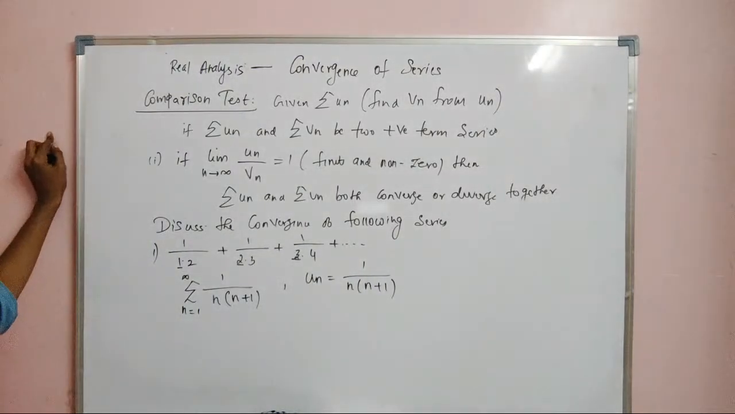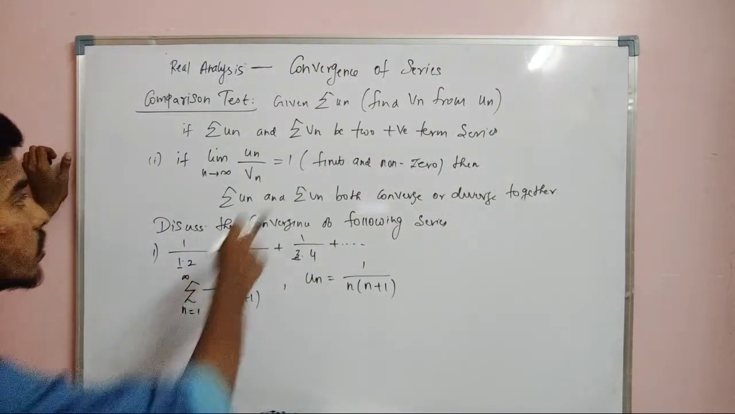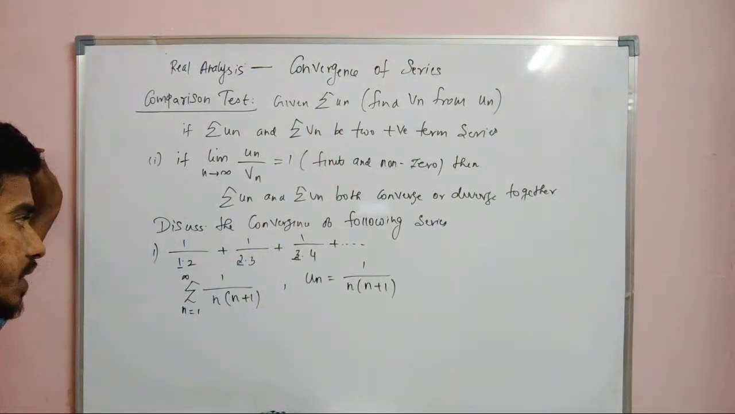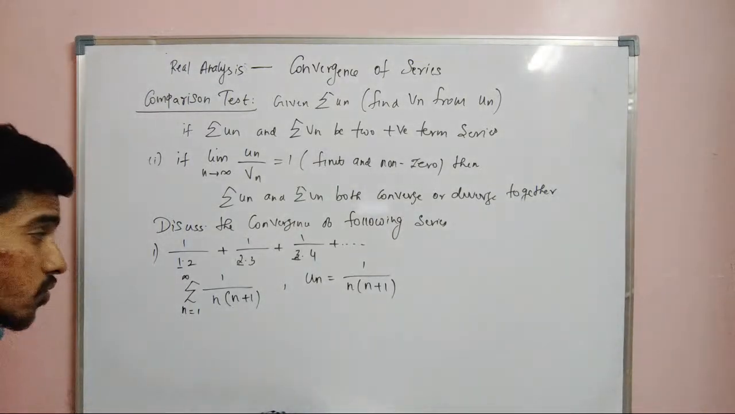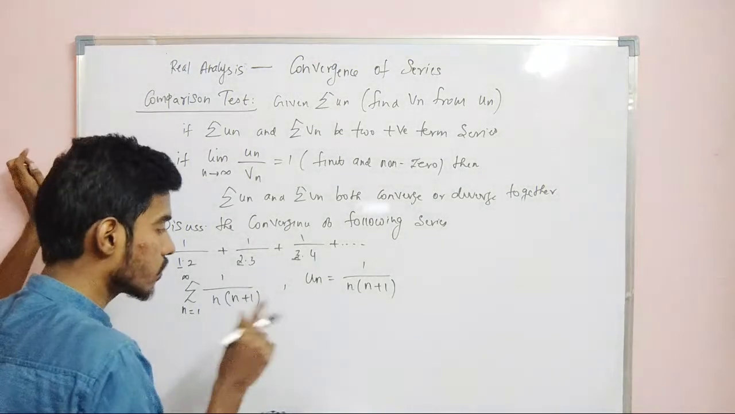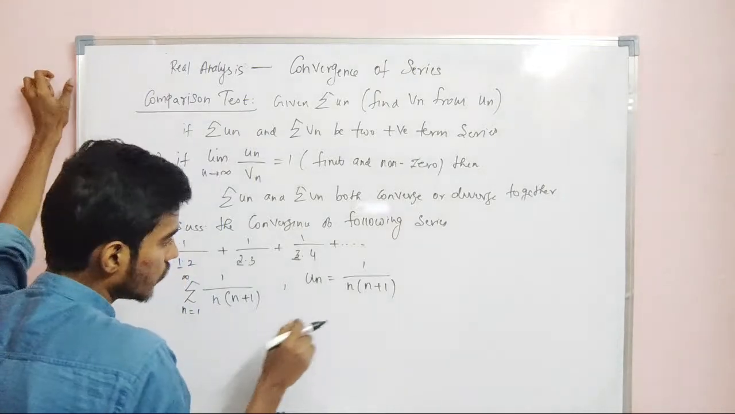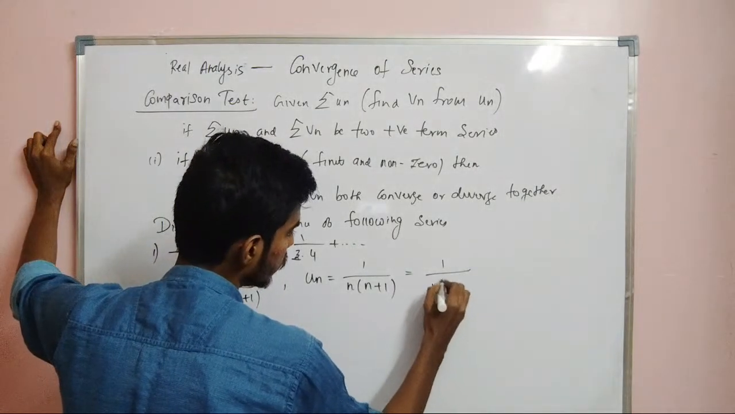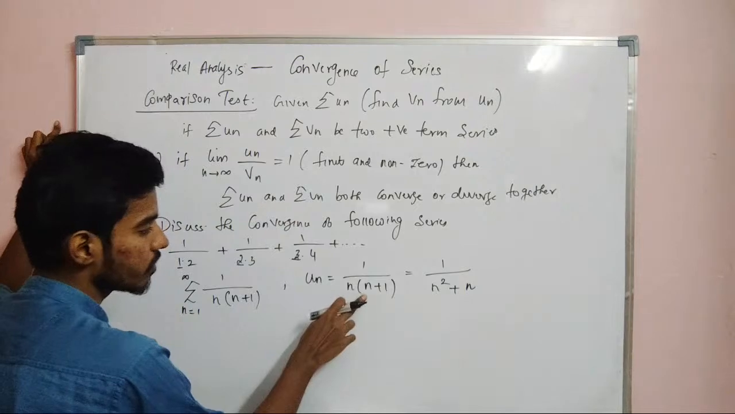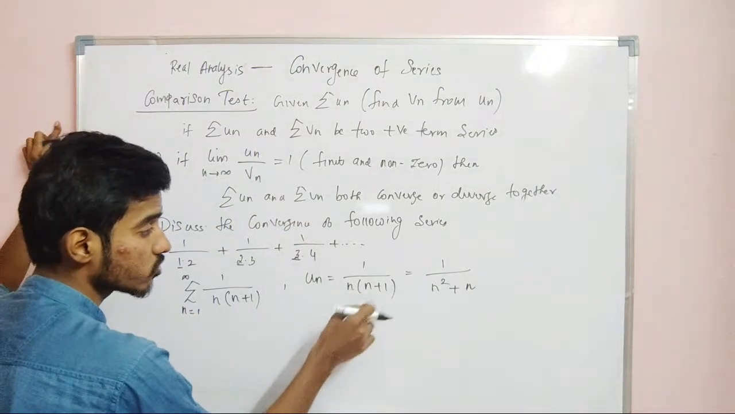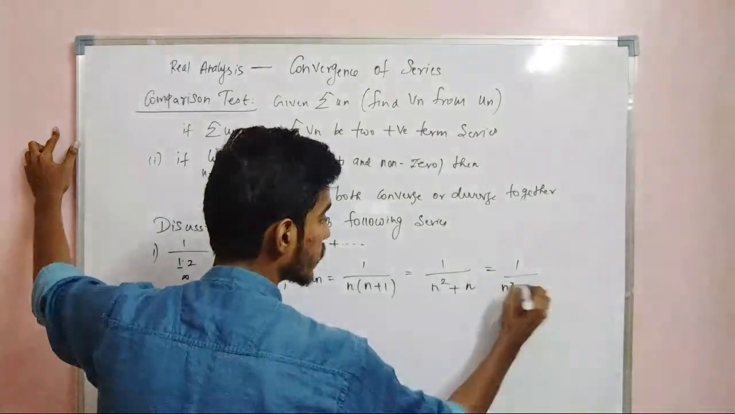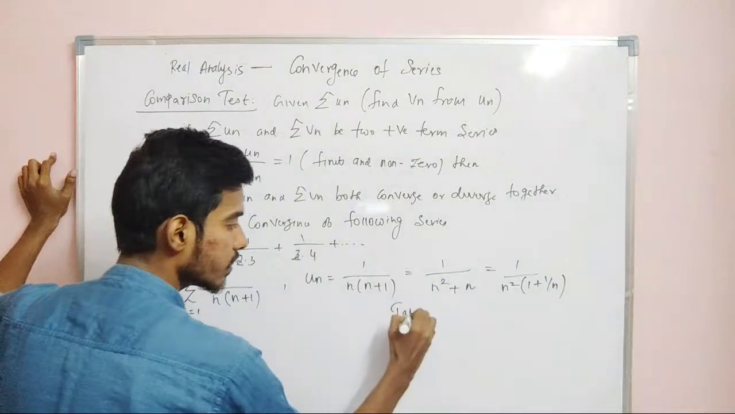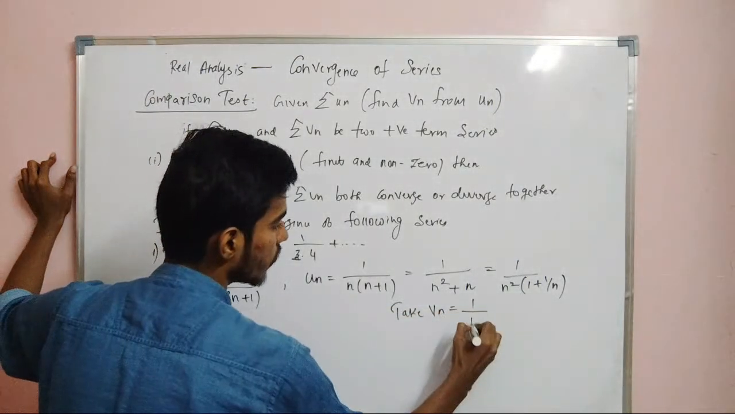We need to find Vn from Un, right? So summation Un is given, and Un is the nth term of the series. For Vn, if we simplify this, we will have n square plus n. If I take n square common, here you will have 1 plus 1 by n, right? Now you take Vn is equal to 1 by n square.